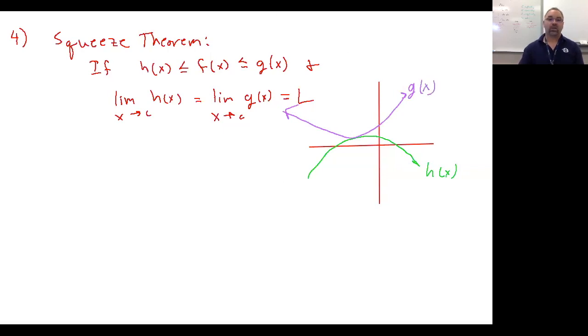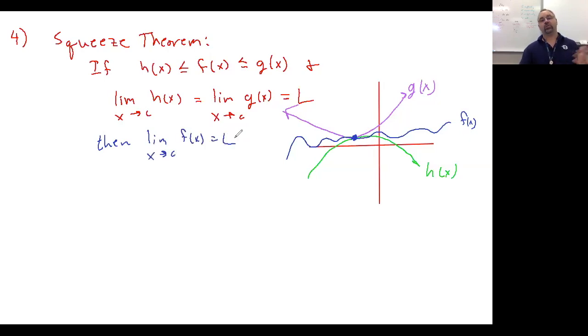Well, now think about it. Is there any way I can draw f of x so that it's greater than both those? It doesn't matter what it's doing. Maybe it's wobbling around, but it's got to go through that point where all three of them meet. They all have to have the same limit L right there. Oh, I didn't change the colors, but you get the idea. That was the squeeze theorem.